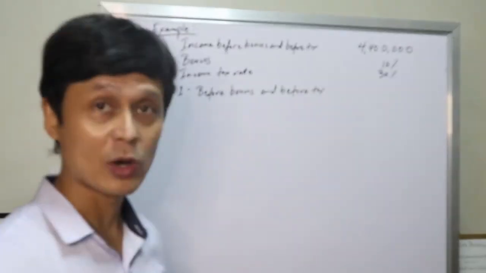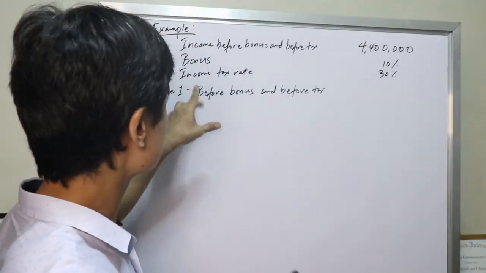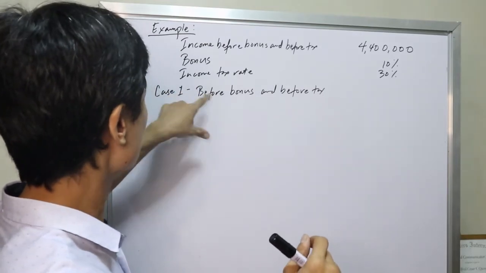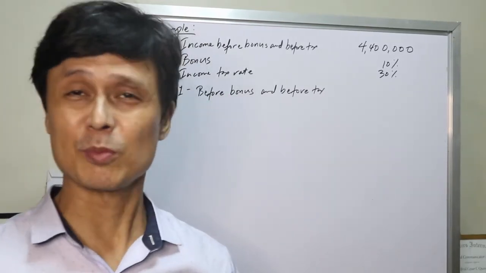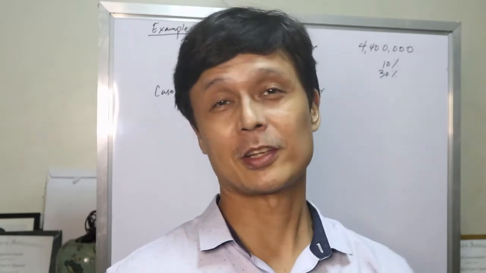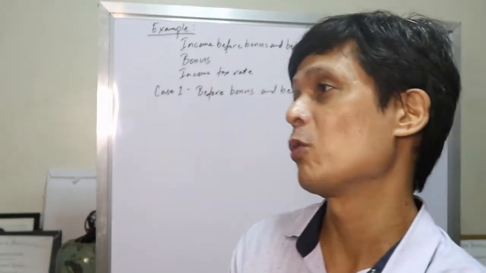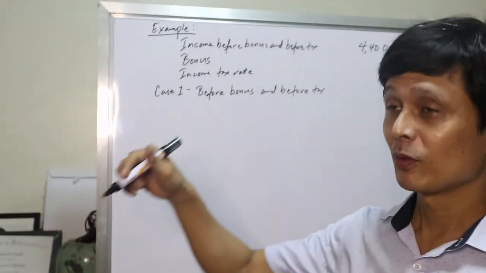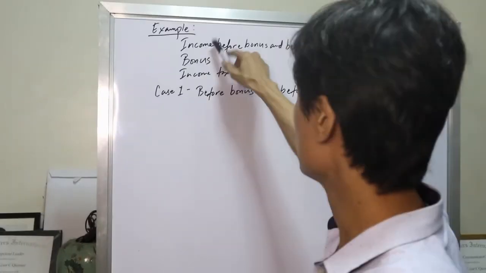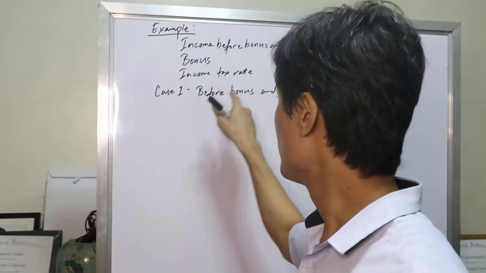Now, case number 1, the bonus is based on the income before bonus and before tax. So medyo nakakalito, no? Pero kung i-analyze mo, yung bonus raw, nakabase siya doon sa income, pero before bonus, ibig sabihin, bago i-deduct yung bonus at bago i-deduct yung tax na 30%. So, ganito lang yan.